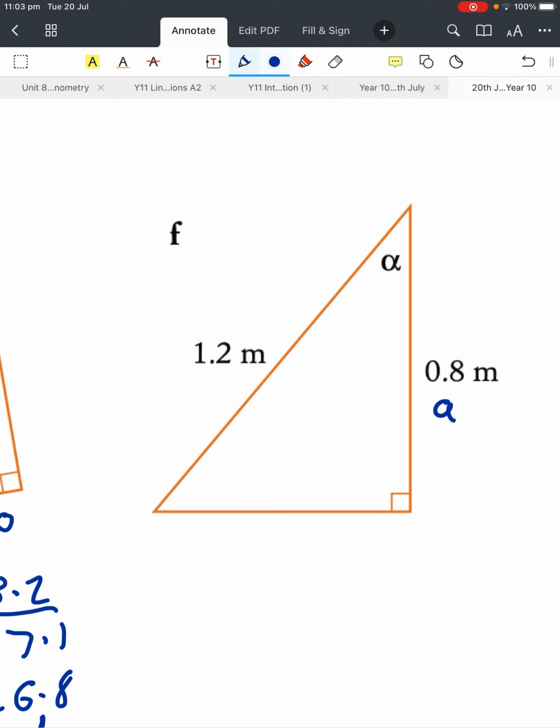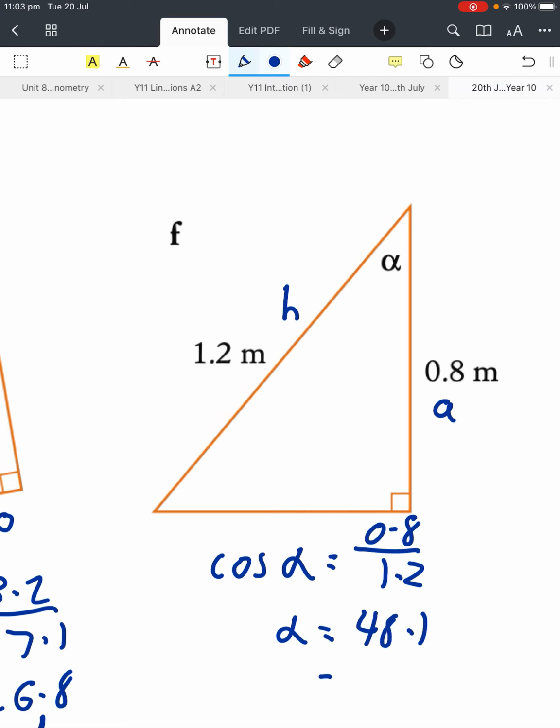Last question, here we go. This is the adjacent, this is the hypotenuse, so that's a cos question. Cos alpha equals adjacent over hypotenuse. Pick up your calculator, press shift cos, fraction button, 0.8 over 1.2. Scroll across, close the brackets, and we get the angle we're trying to find is 48.1 or 2, whatever. So that rounds to 48 degrees.